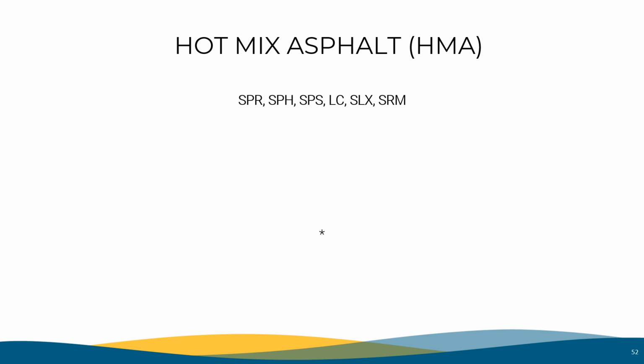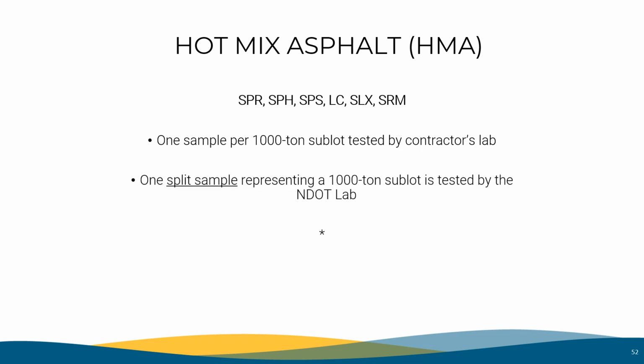We've already discussed the types of mixes, but here is a reminder on sampling. The types of hot mix asphalt that we use are SPR, SPH, SPS, LC, SLX, and SRM. One sample is obtained for each 1,000-ton sublot and is tested by the contractor's lab. One split sample representing one sublot is tested by the NDOT lab. Again, this is indicated by the random sampling schedule.